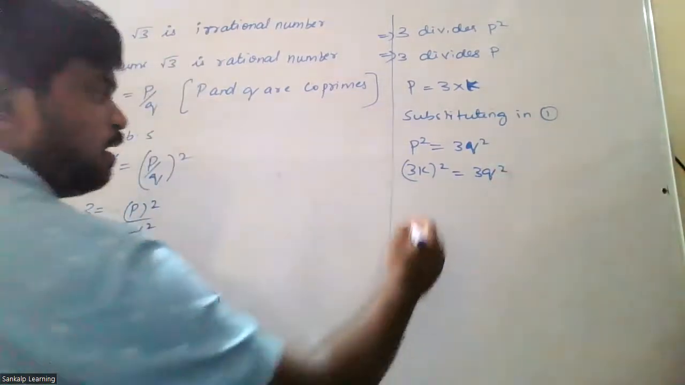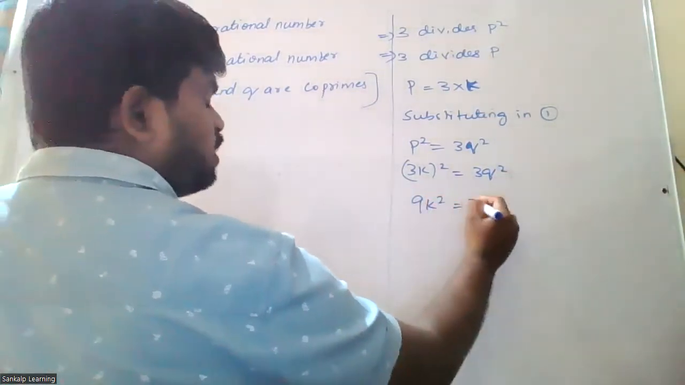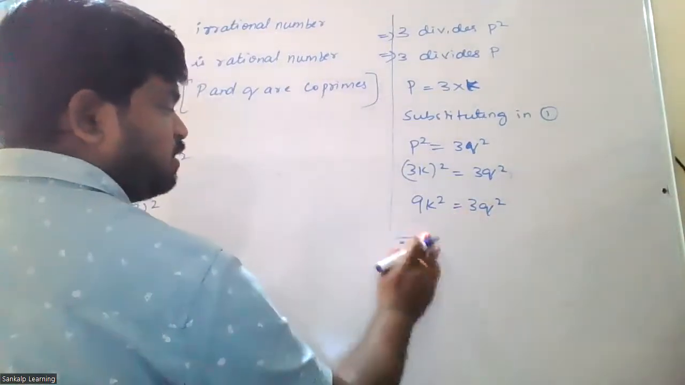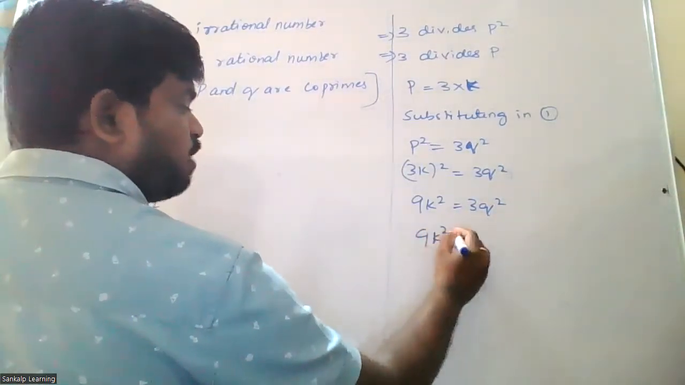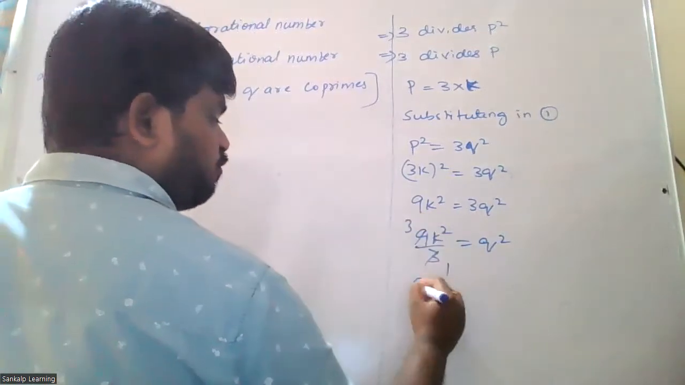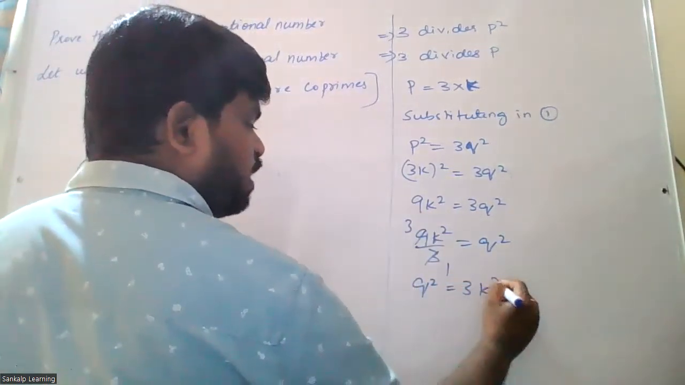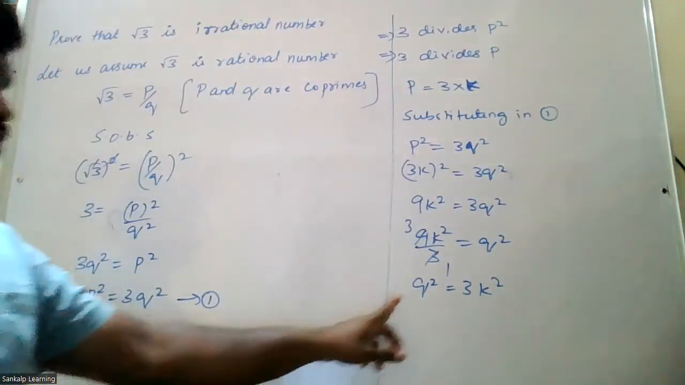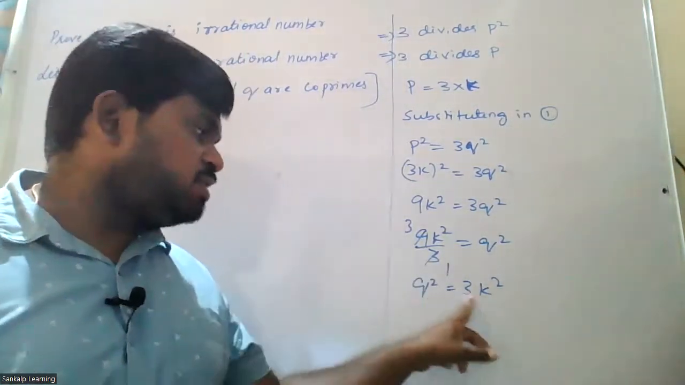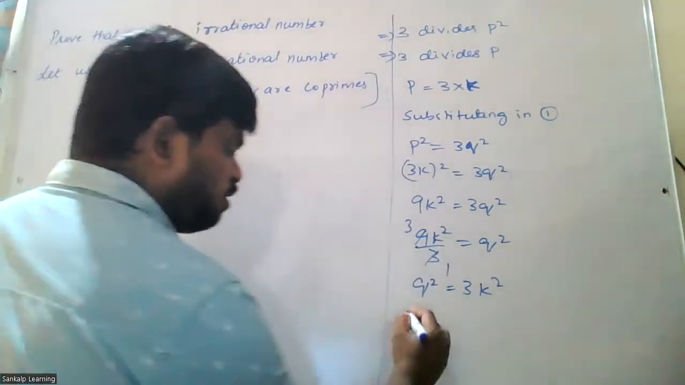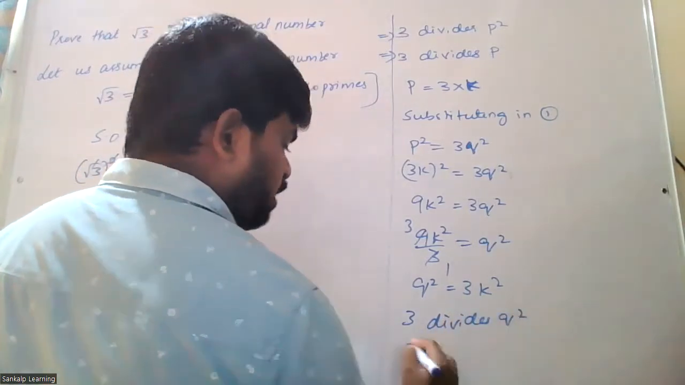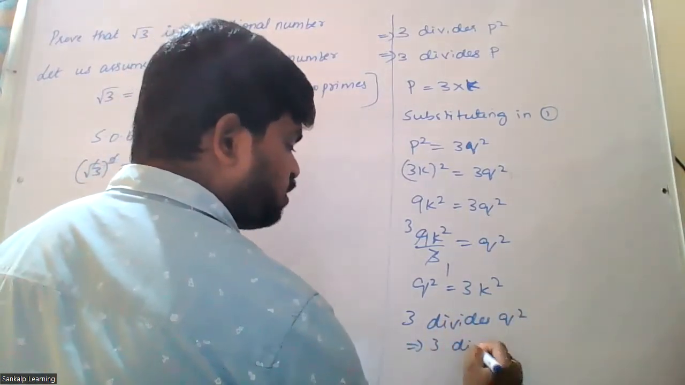So how much do we get? 9K square is equal to 3Q square, which implies you get this 3 the other side. 9K square by 3 is equal to Q square. 3 ones are 3, 3 threes are 9. Therefore, Q square can be written as 3K square. Again, same logic. Q square is written as 3 into something. This is possible only when this number is divisible by 3. So therefore, 3 divides Q square implies 3 divides Q.